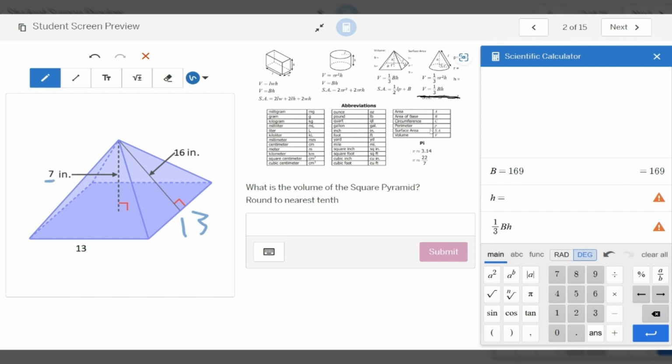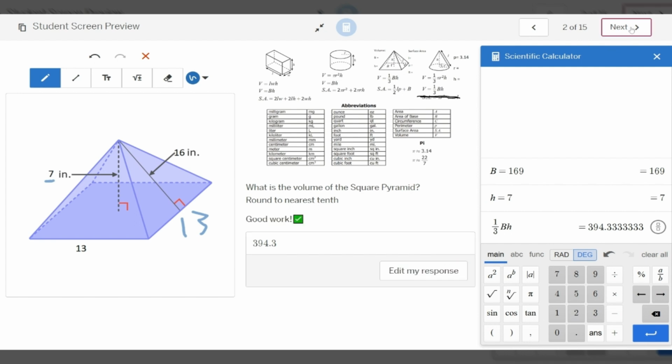Again, if you look right here, that height is 7. That's our height or our altitude like we looked at on day 1. And round this to the nearest tenth, 39.3, right? 4 or below stays the same. 5 or above changes. So there we go. And good work. Green check mark.